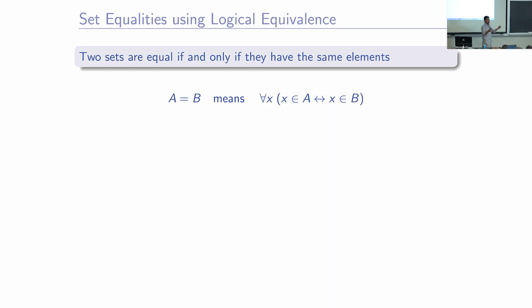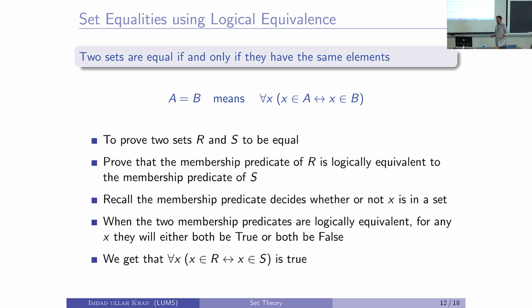Okay, so another way to prove 2 sets to be equal is by using logical equivalence of their membership predicates. Remember, X is in A is a predicate, and X is in B is a predicate. If I have to establish an if and only if between them, whenever X is in A is true, then X in B is also true, and whenever X in A is false, then X in B is false, right? So I will establish the equivalence between the 2 membership predicates, and from this we will conclude that the set A is equal to the set B.